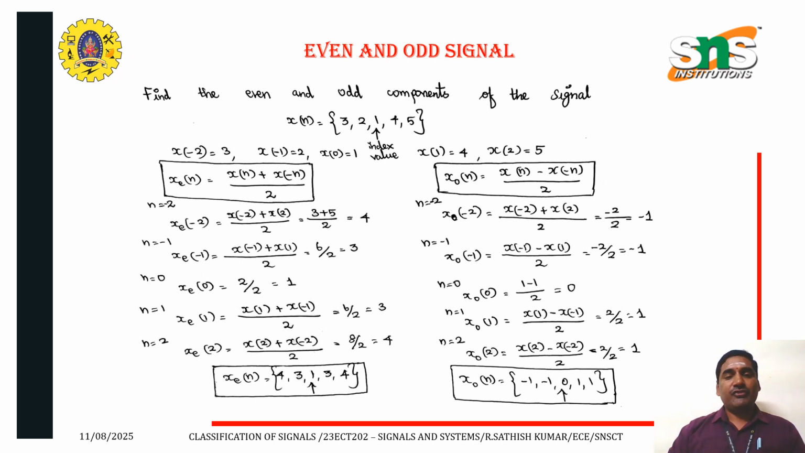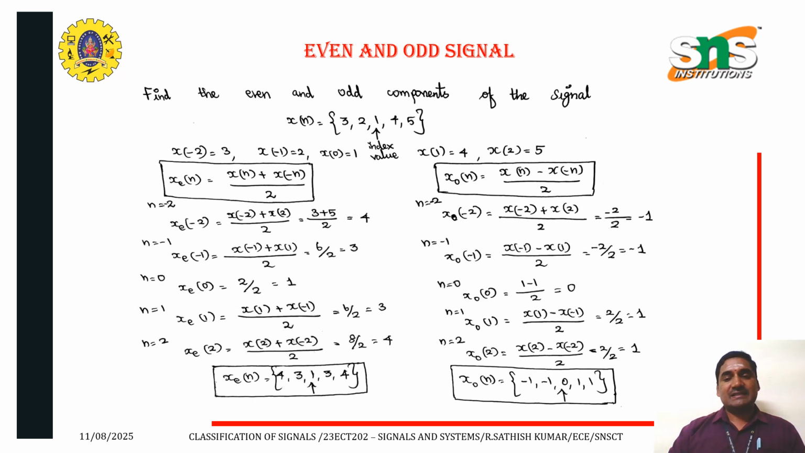Similarly, you can find the even and odd signal of the given sequence. x_even(n) = [x(n) + x(-n)] / 2. Therefore, for n = -2, [x(-2) + x(2)] / 2. The value is (3 + 5) / 2, which is equal to 4. Similarly, for n = -1, n = 0, n = 1, n = 2, find out all the values. We get the even signal as x_even(n) = {4, 3, 1, 3, 4}.